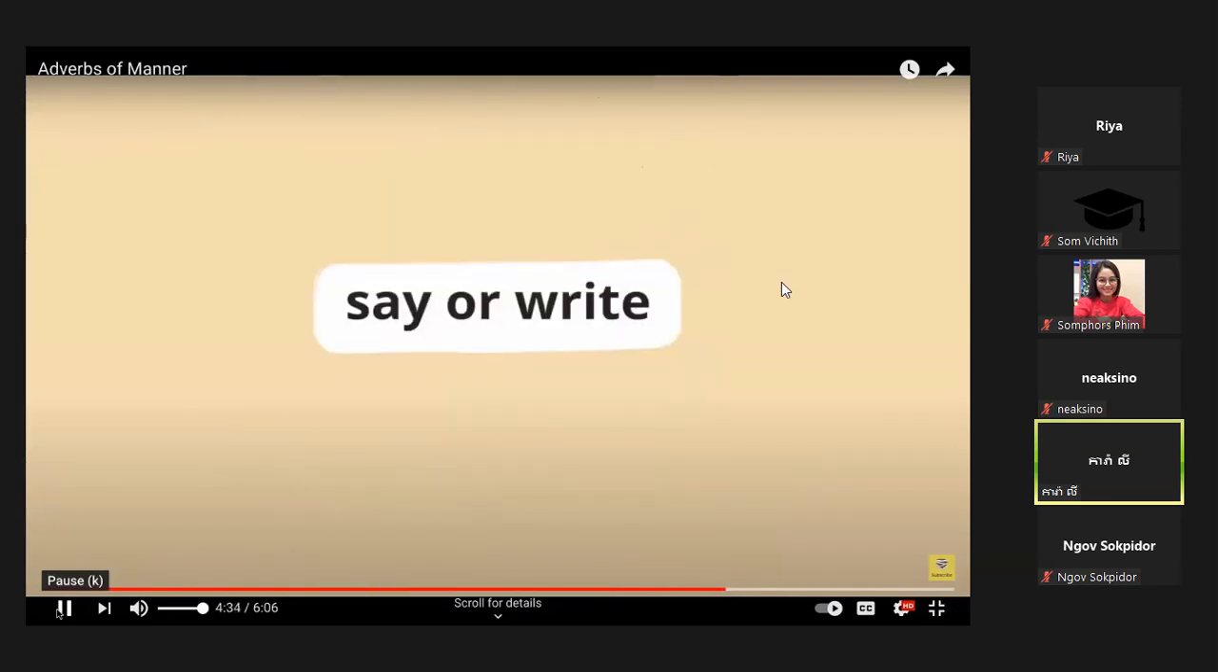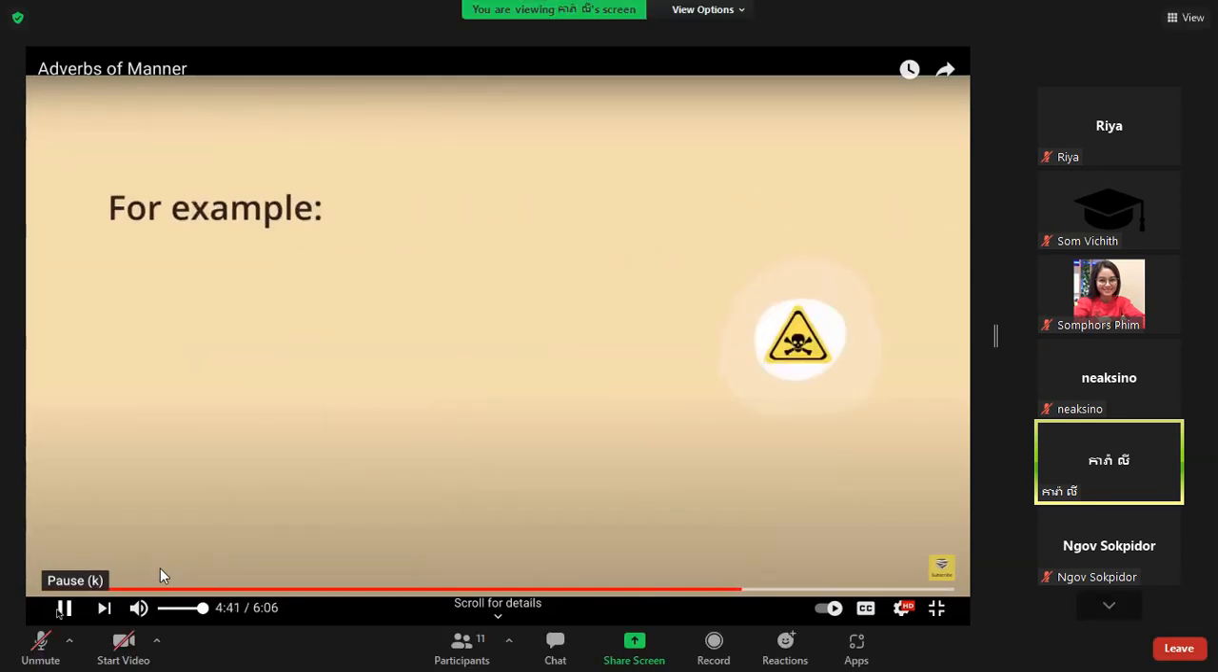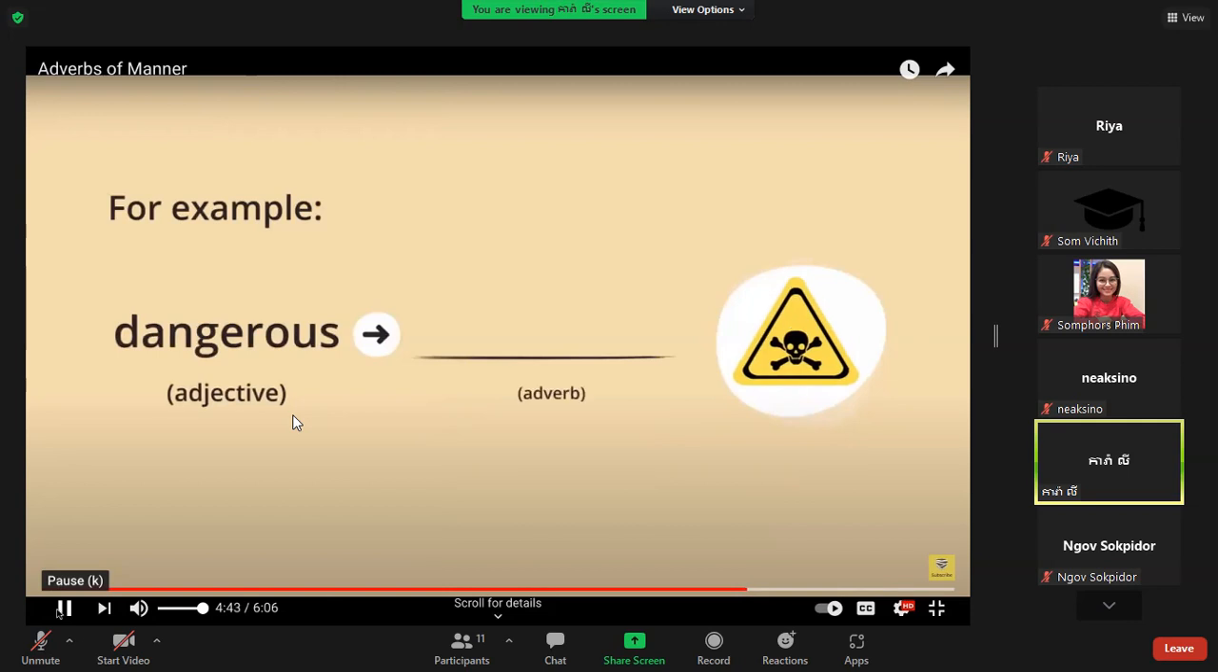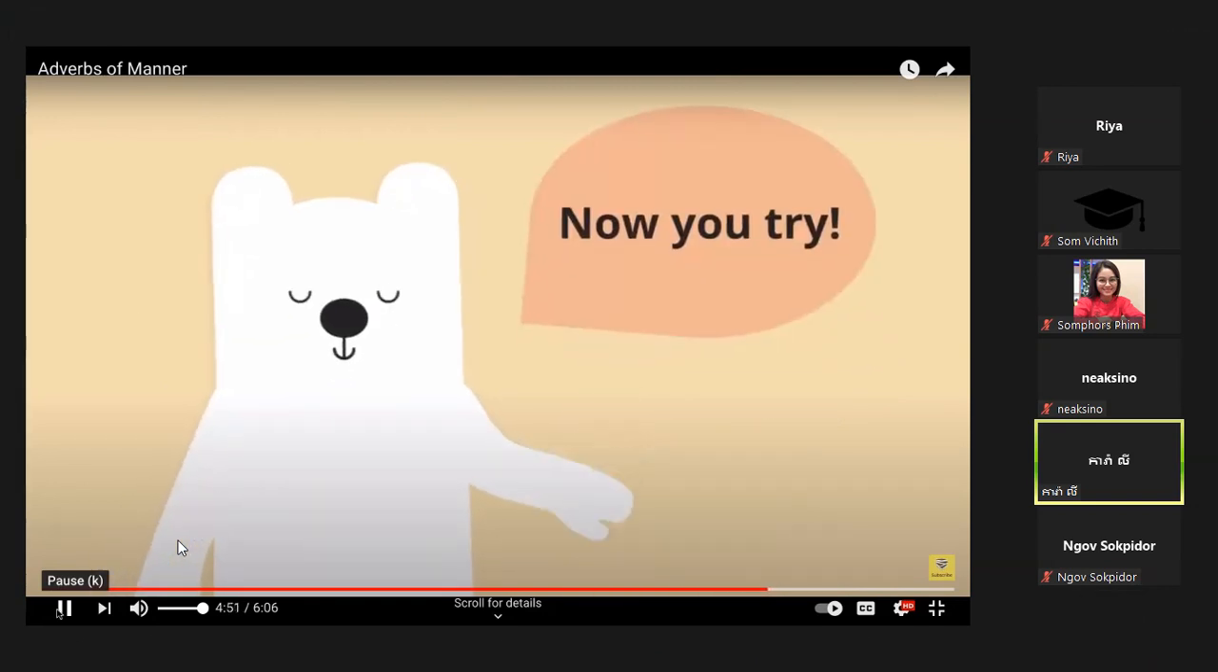Look at the adjective. Say or write the adverb. For example, dangerous, dangerously. Now you try.